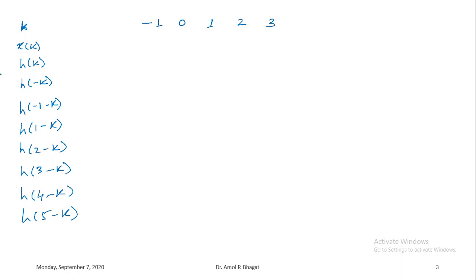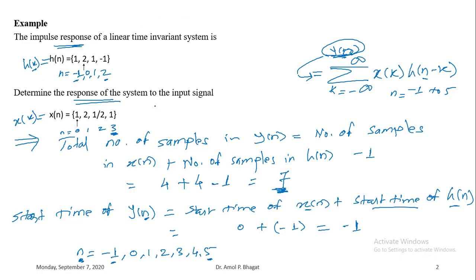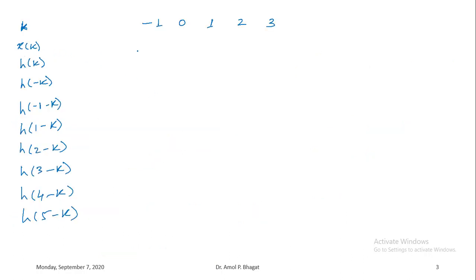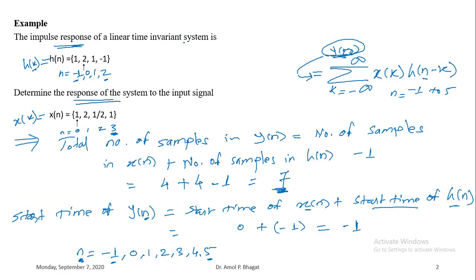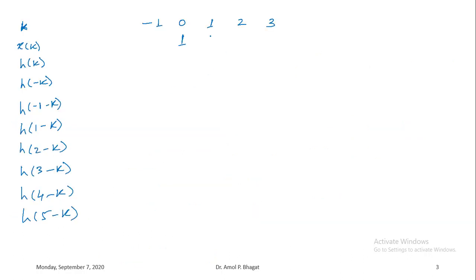Then you will specify the values of x of k and h of k. So x of k is 1, 2, 1 by 2, 1. At 0, at the origin, it is 1. Then at 1 it is 2, then 1 by 2 and then 1. At minus 1 no value is there, that means it is 0 in x of k.